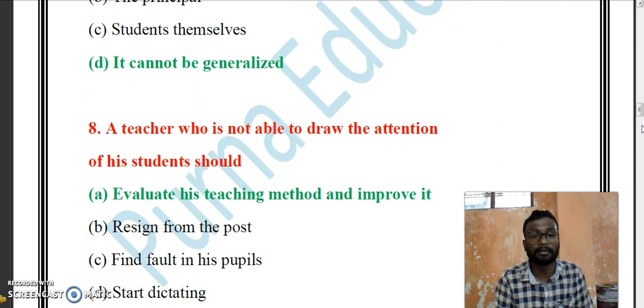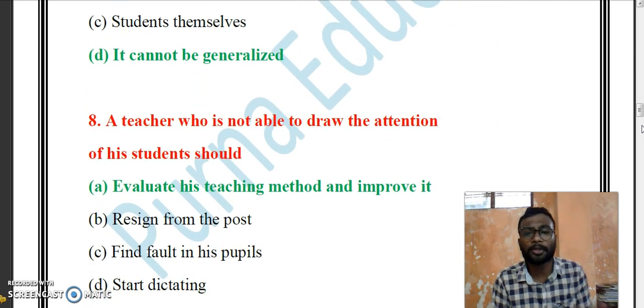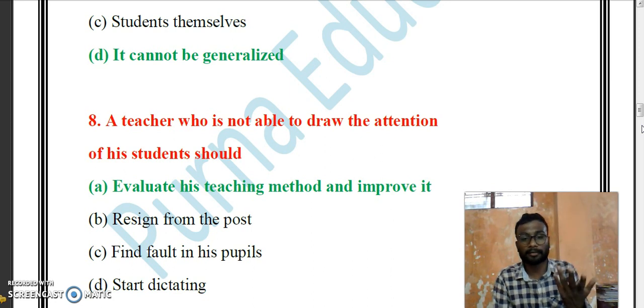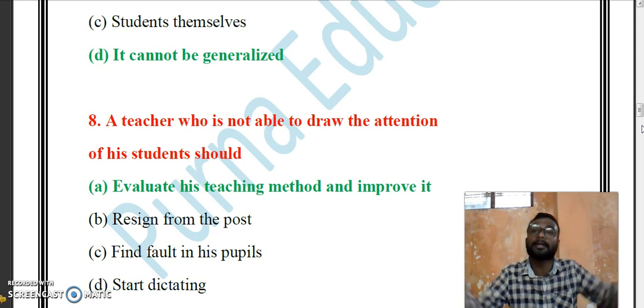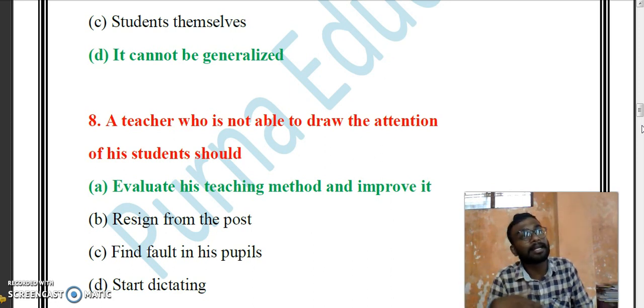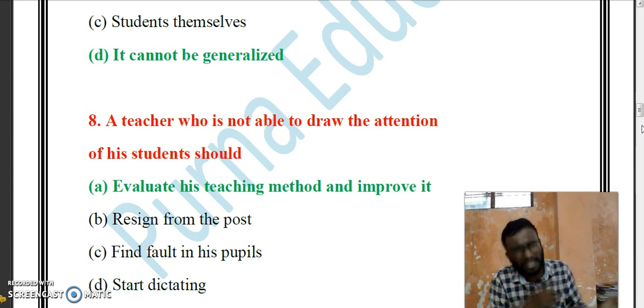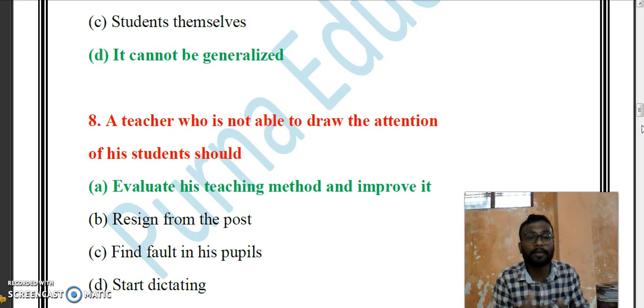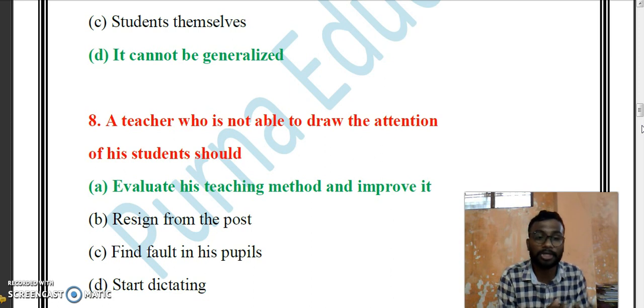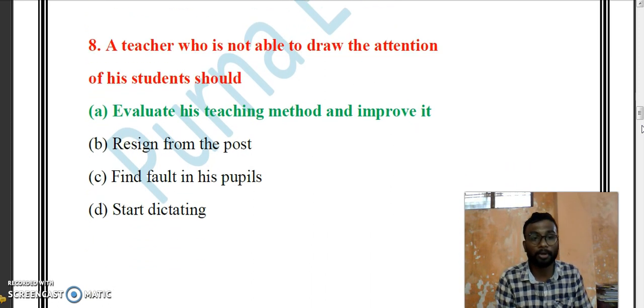Eighth question. A teacher who is not able to draw the attention of the students should what? If a teacher is not in a position to draw the attention of the students, then he should check exactly what method he or she is following. Evaluation of the teaching method should be done, and if any improvements are required, they should improve. By improving, they can draw the attention of the students. I hope you understood, right?